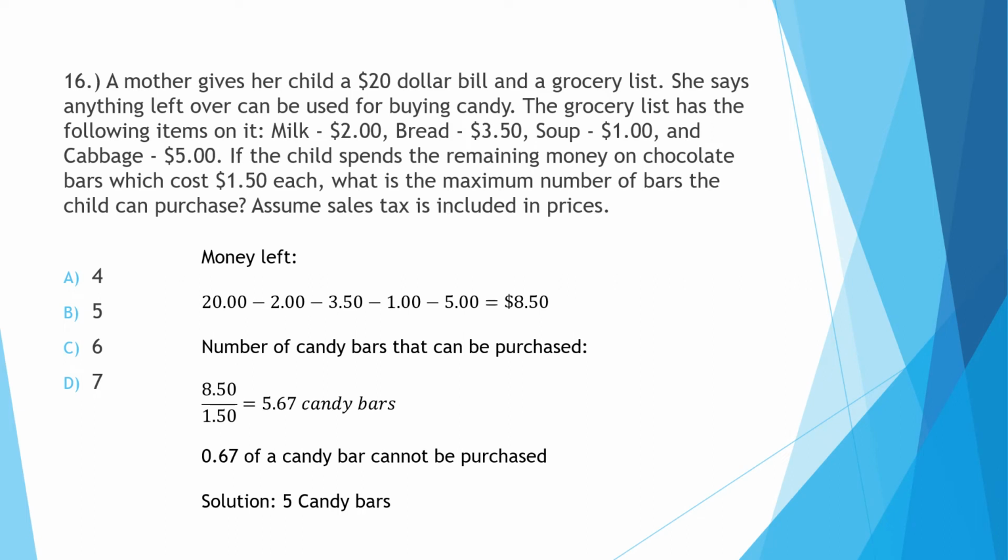After buying our milk, bread, soup, and cabbage, we will have a total of $8.50 left. Dividing $8.50 by $1.50 will give us 5.67. In the context of the problem, we are buying whole candy bars. And most stores won't allow us to buy 0.67 of a candy bar, so we must assume that we can only buy 5 full candy bars and have a little bit of change left over.